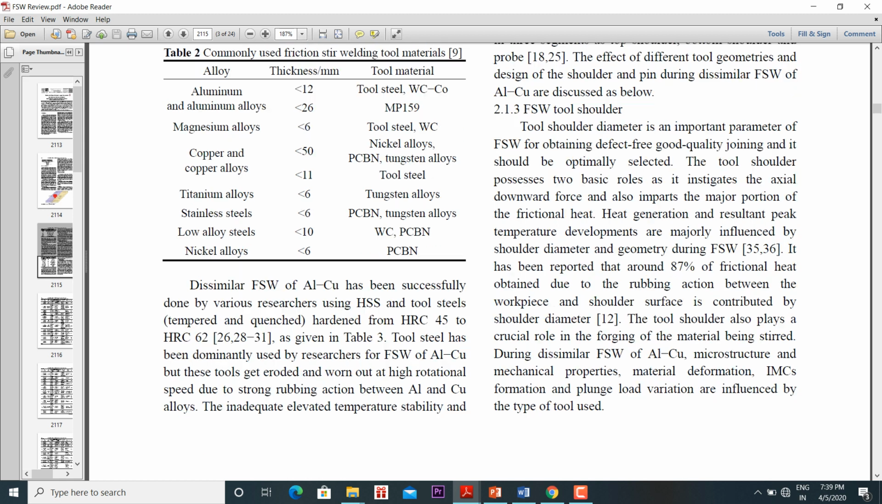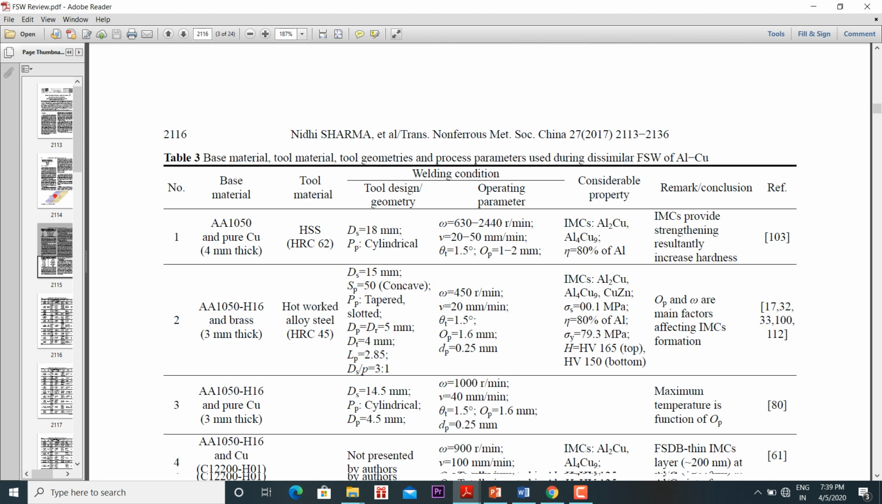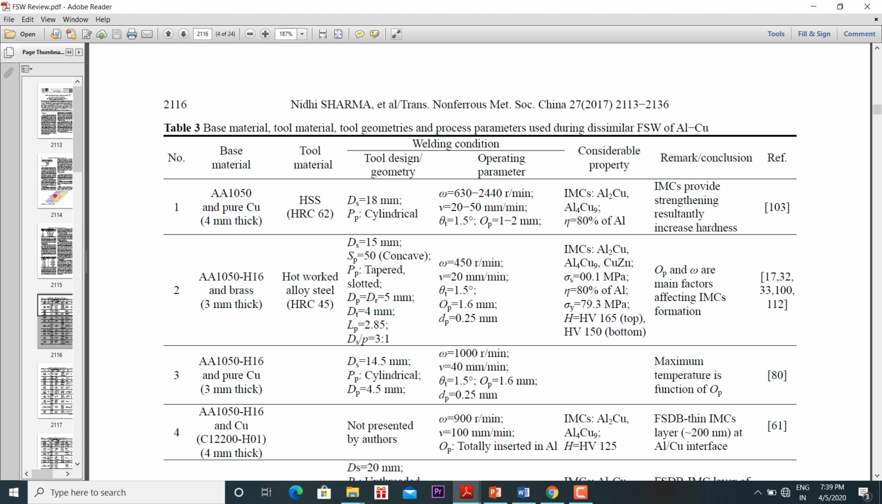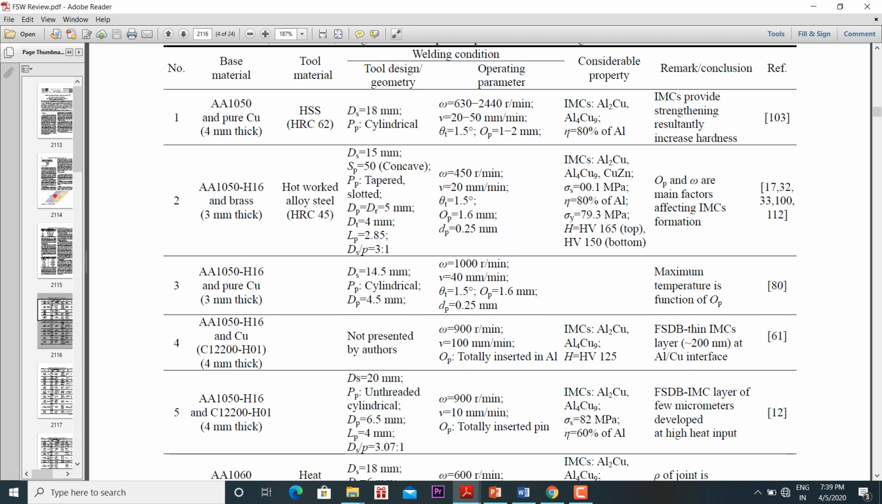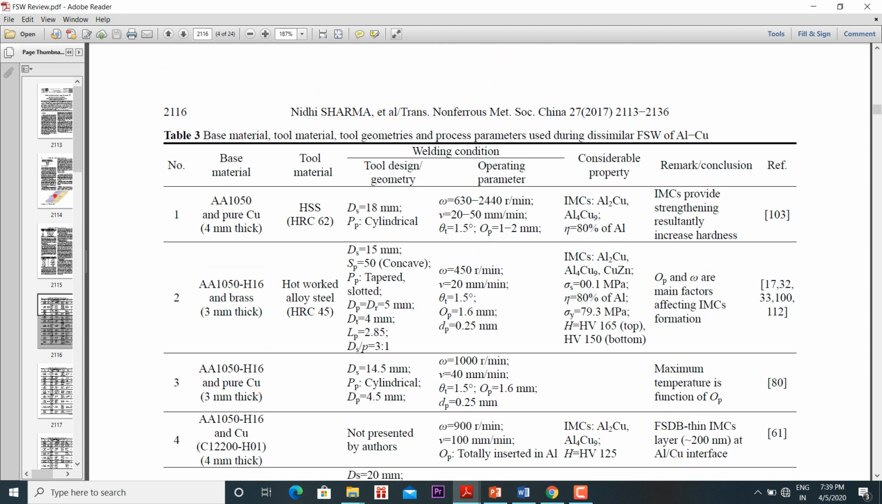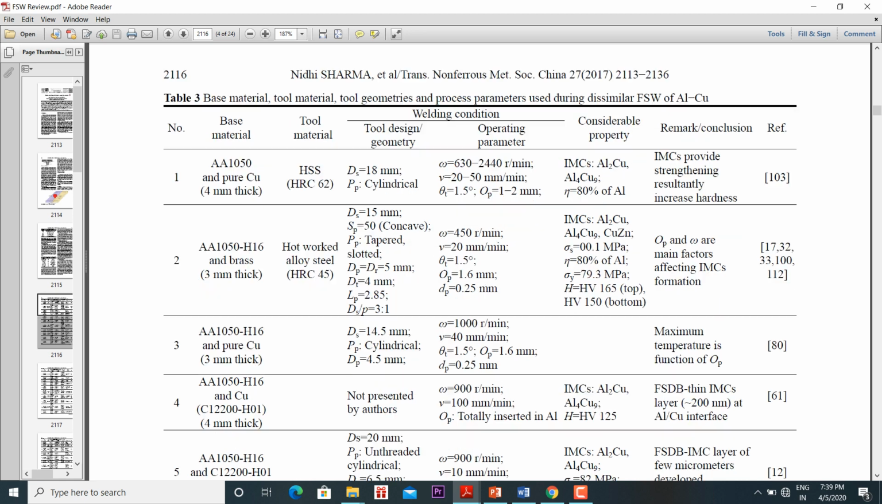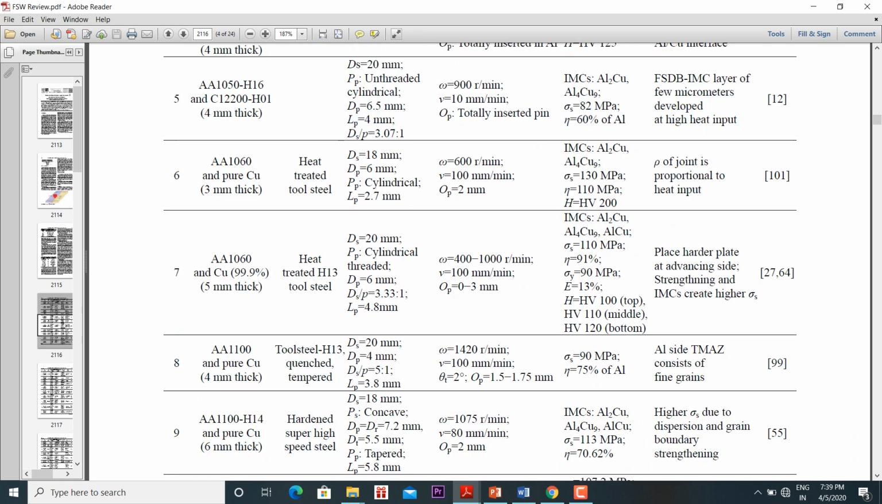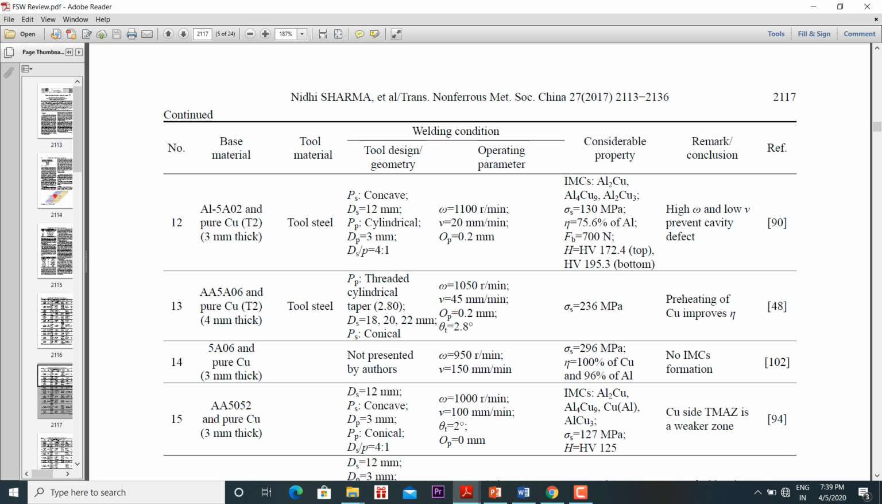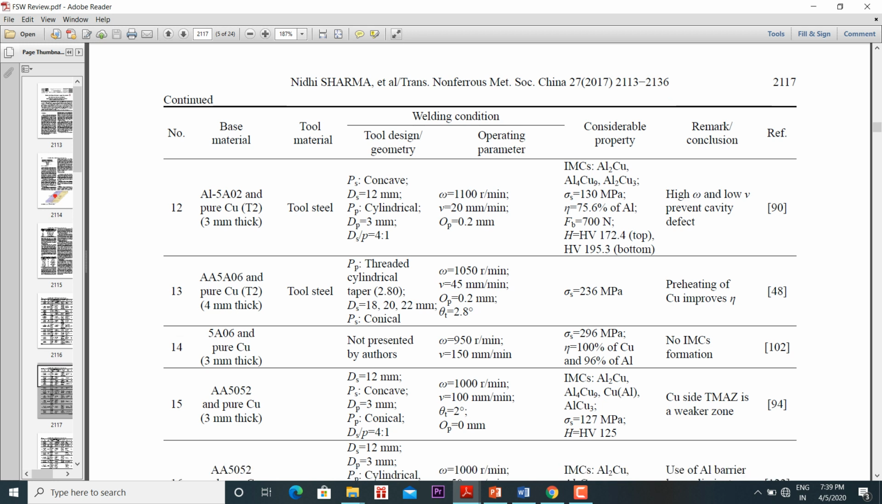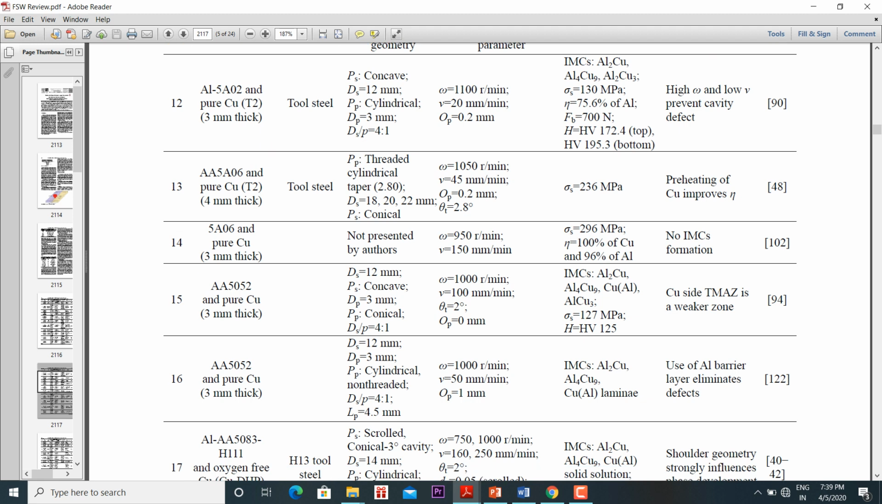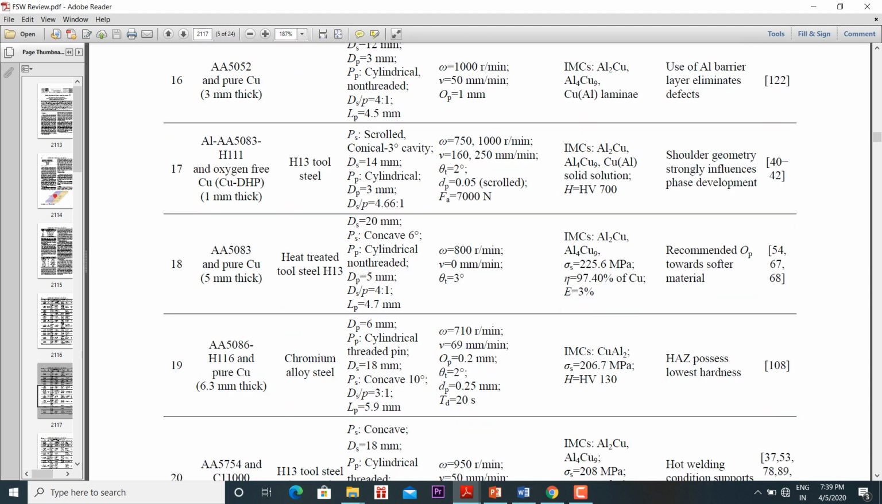All this information they have included in this review paper, and see here they have put a table where they have collected details from 50 papers. They have put the base material, the tool material, tool geometry, parameters they have used, remarks, conclusion, and the corresponding reference number. You can see here they have collected information for each category, because there are different aluminum alloys and different copper alloys. They have mentioned the parameters suggested by the authors in each paper. Okay, they have done it for around 50 papers, I guess.